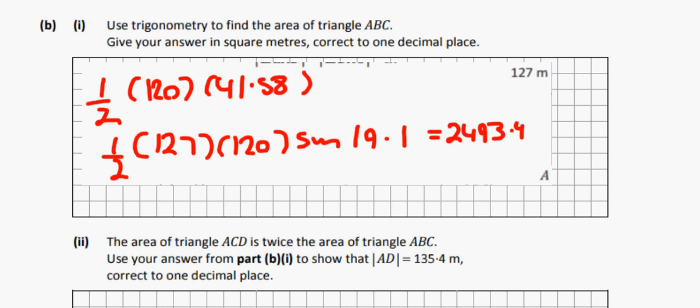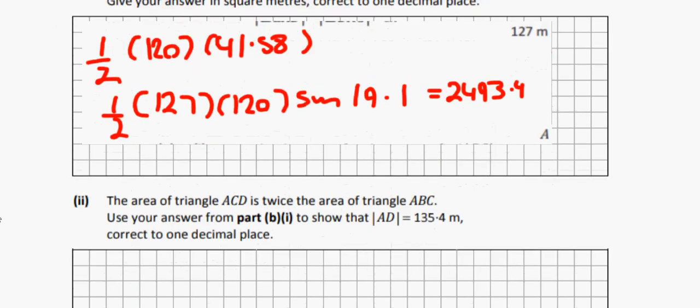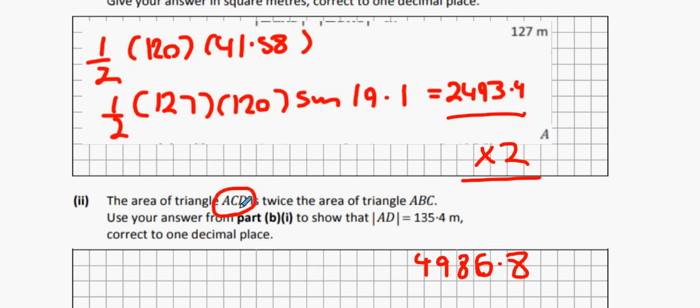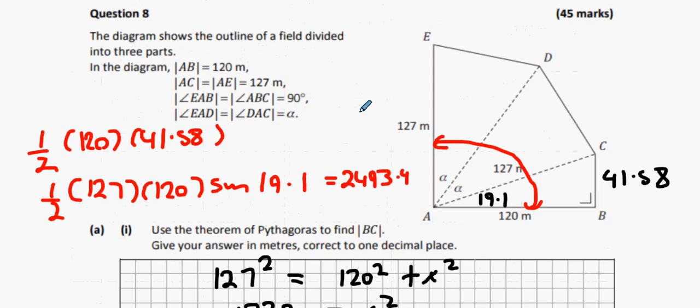The area of ACD is twice the area of the triangle ABC. So what do I need to do with this area? Multiply it by 2. I get 4,986.8. I'm now going to look at ACD. So what is ACD? Let's find out. A to C to D. It's the blue triangle. What do we know about the blue triangle?